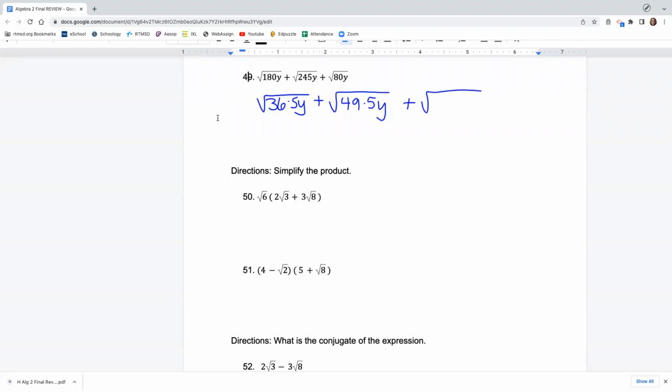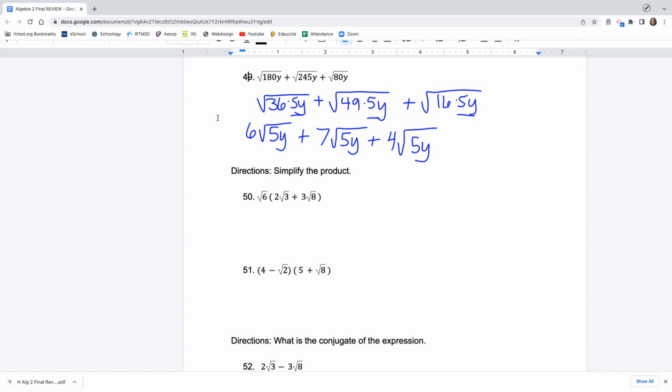and 80y can be rewritten as 16 times 5y. Notice they all have these 5y's here. When we square root all the perfect squares, the stuff on the inside will all match up. The square root of 36 is 6, so we're left with 6 times the square root of 5y, plus the square root of 49 is 7, so we're left with 7 times the square root of 5y, plus the square root of 16 is 4, so we have 4 times the square root of 5y.